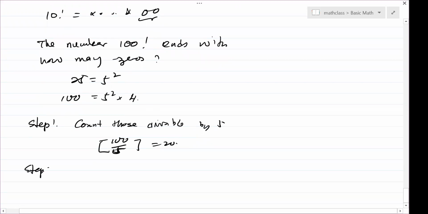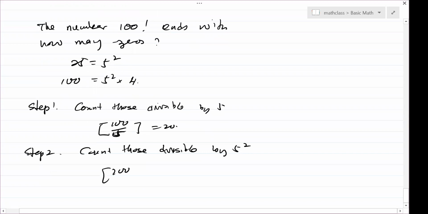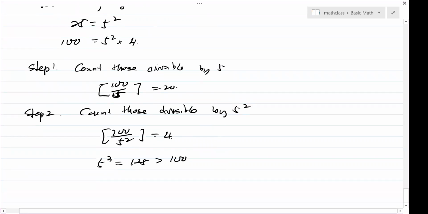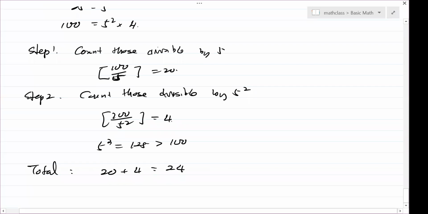So step 2, you have to count those divisible by 5 squared. 100 divided by 5 squared is going to be 4. And 5 cubed is 125, which is greater than 100, so don't worry about that. We stop here. The total is going to be 20 plus 4, which is 24. So there will be 24 zeros.